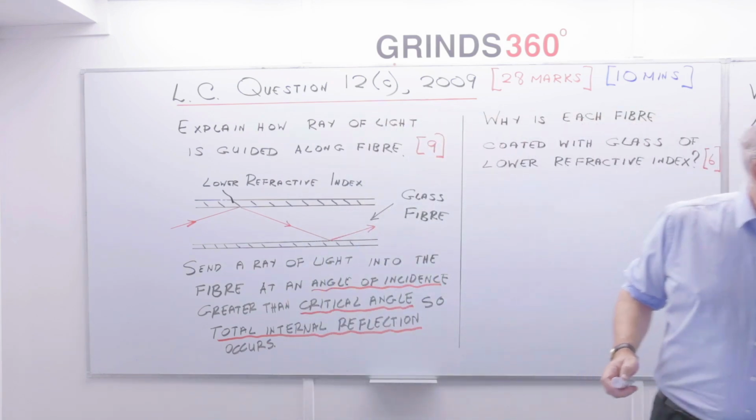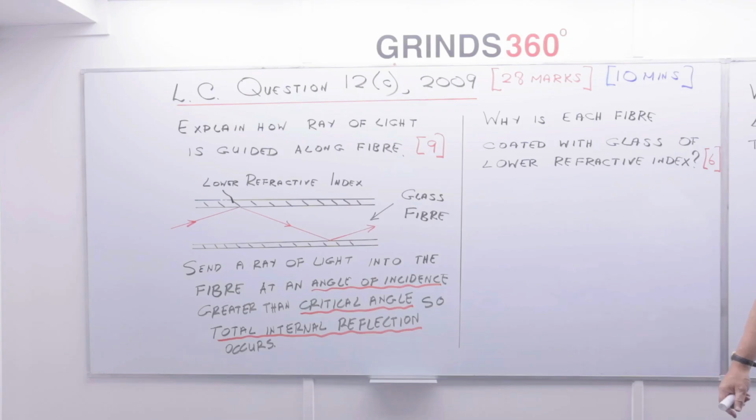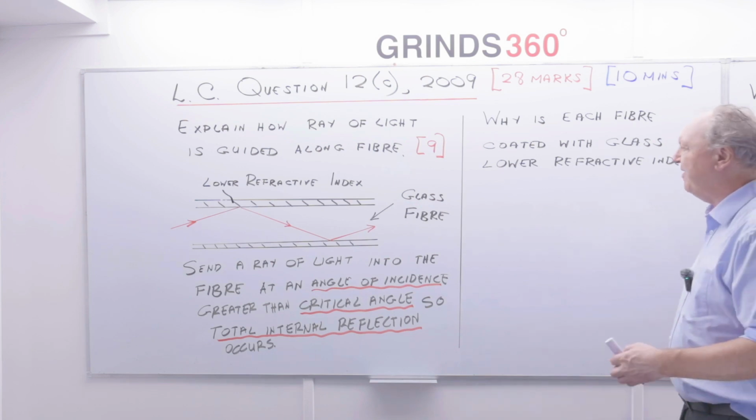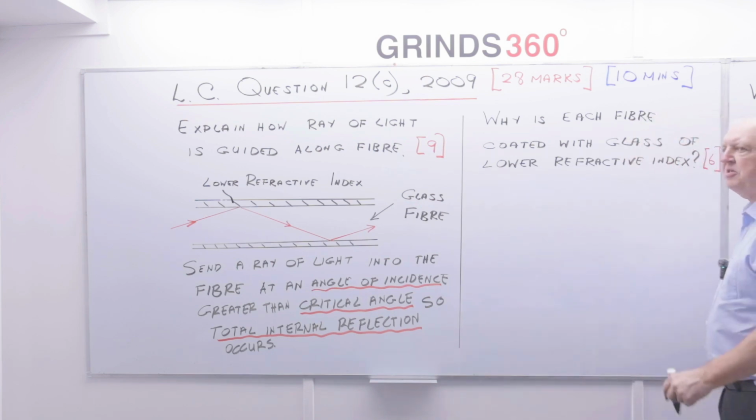Right, back to my question. What's the next part they're saying? They're saying, why is each fiber coated with glass of lower refractive index? Well, the reason for that is it ensures that you get your total internal reflection. I'm not going to go into the detail. They don't require the detail. So why do I coat it with lower refractive index?